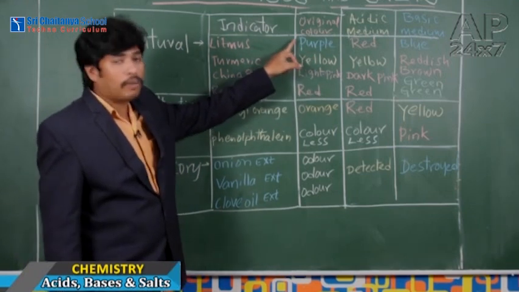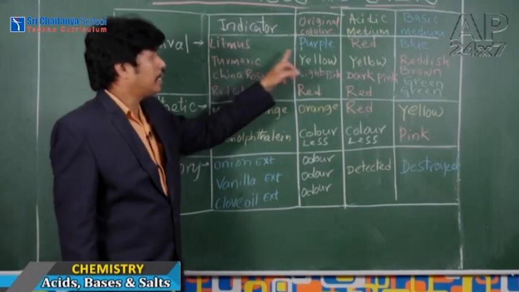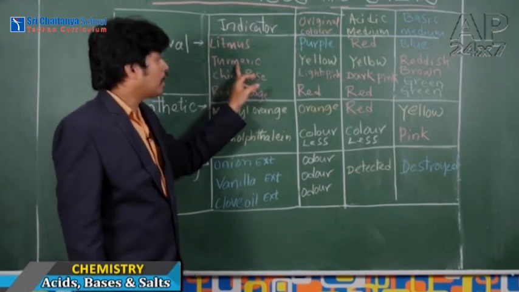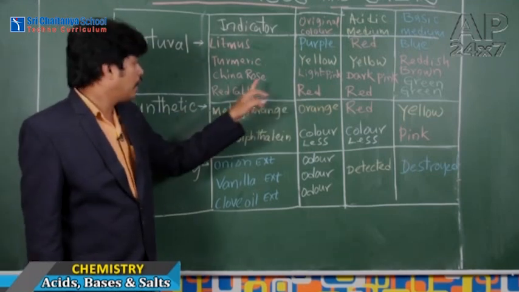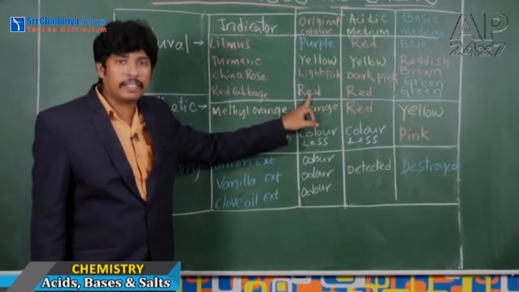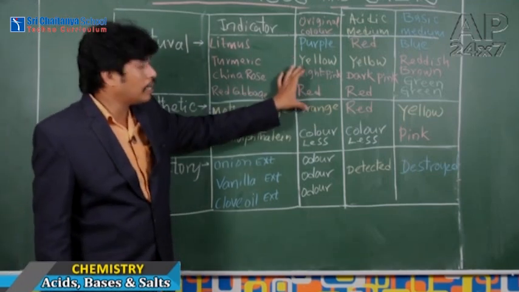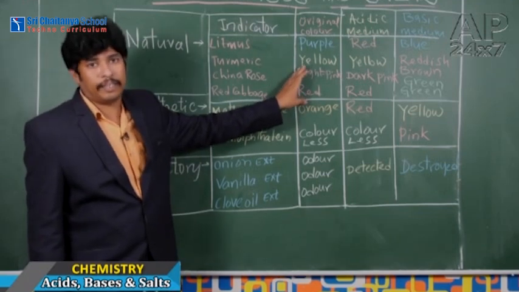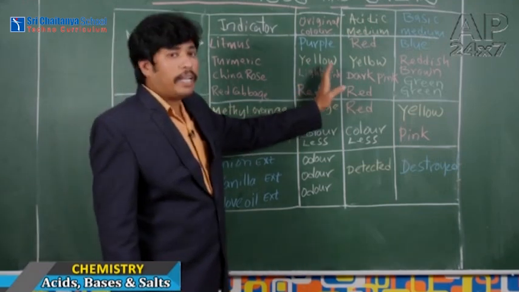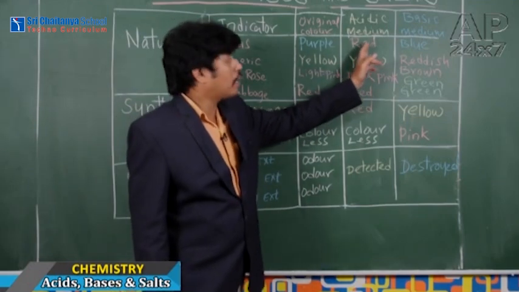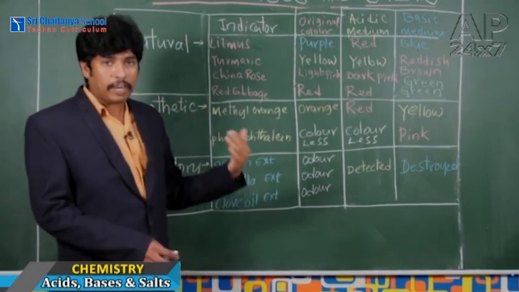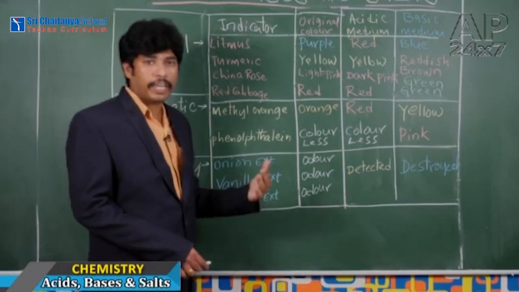So here the original color of the litmus indicator is purple, and a turmeric indicator is yellow, and China rose indicator is light pink, and red cabbage indicator is in red color. So these are the original colors of the natural indicators. Now let us see, when these natural indicators are in contact with either acidic or basic medium, what type of color changes we can expect or we can observe.